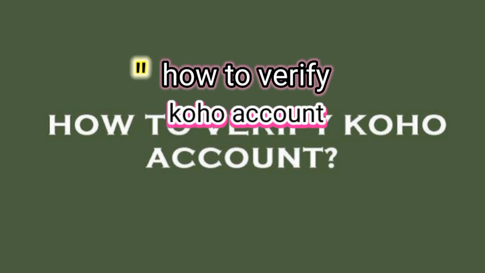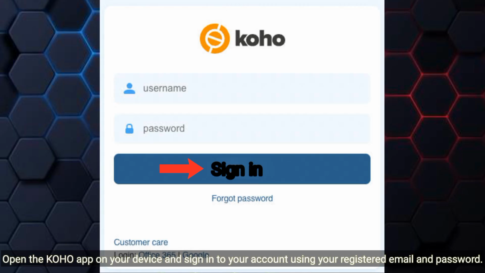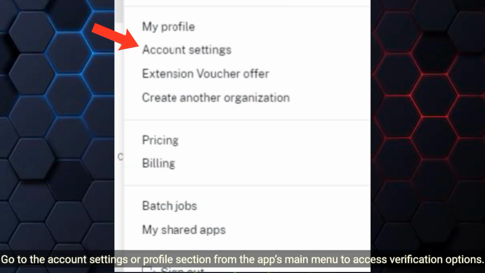How to verify KOHO account. Follow the instructions. Open the KOHO app on your device and sign in to your account using your registered email and password. Go to the account settings or profile section from the app's main menu to access verification options.